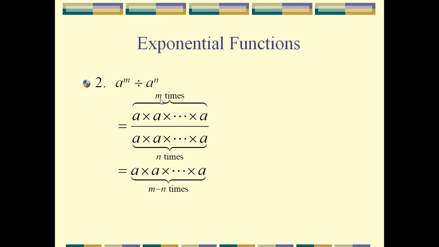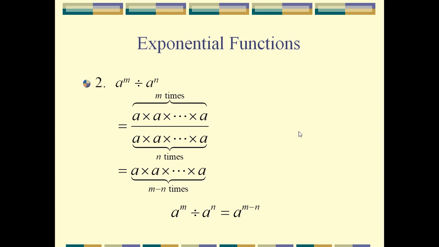Someone will ask, what if m is less than n, then this number is negative? What's the meaning? It's negative, that means it is 1 over a to the power n minus m, so it is acceptable. So finally, we have the property: a to the power m divided by a to the power n, if they have the same base, you will simplify as the same base a, but the power is the first one minus the other. The dividend power minus the divisor power.